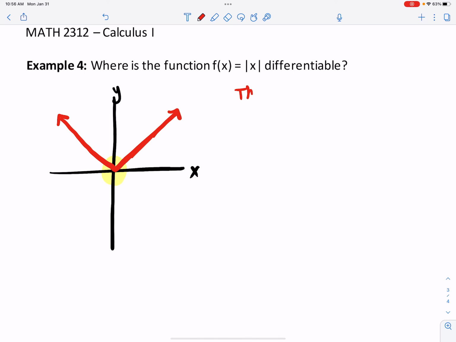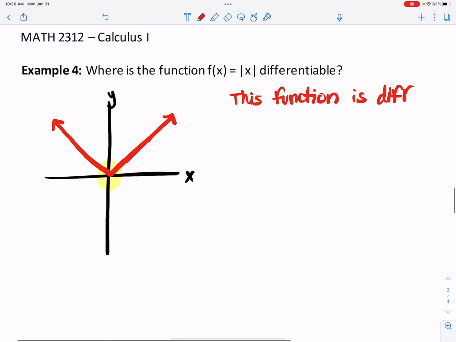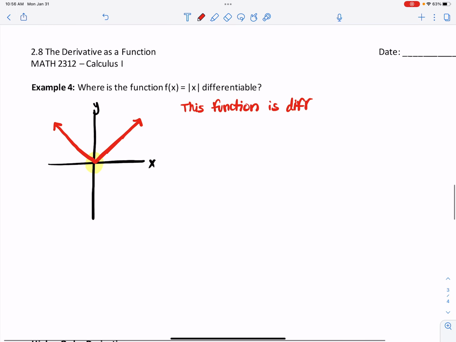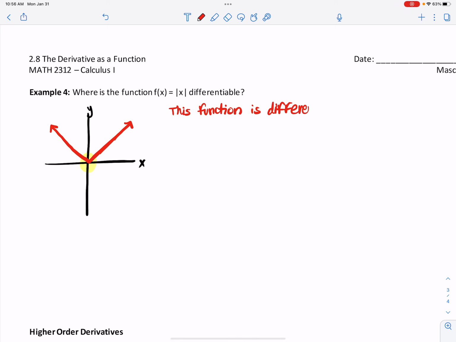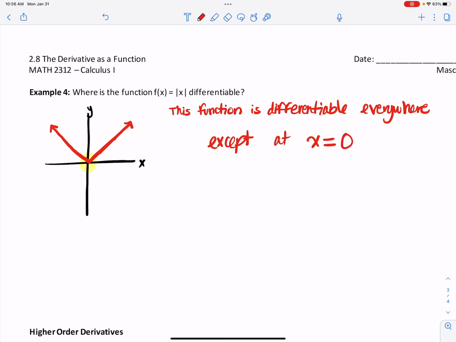So I guess I would say that this function has a derivative everywhere. You could say it has a derivative, or you could say it is differentiable. Same thing. Differentiable everywhere except at the corner point, which is at the x value 0. Okay, it doesn't have a derivative at that point because it's a corner point. And that's all you would say.